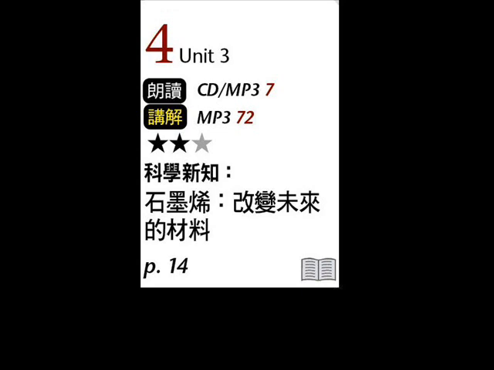Well, I think it's exciting that graphene can be used to improve smartphones, particularly smartphone displays and maybe even smartphone batteries, because that means we won't have to replace our smartphones so often like we do today.